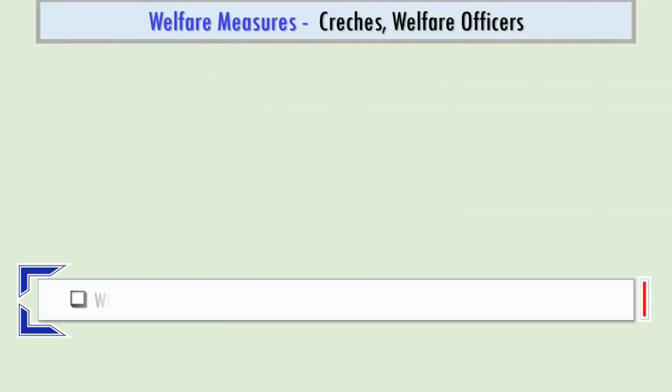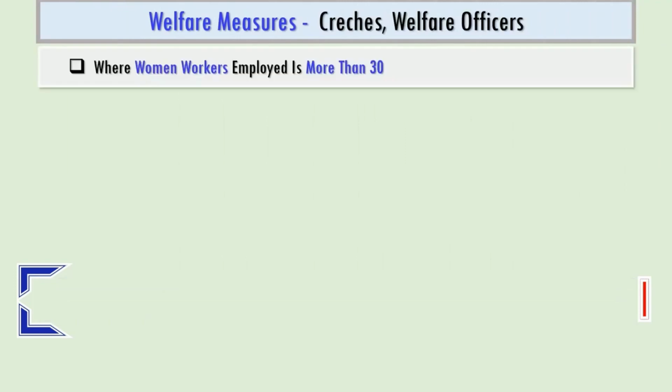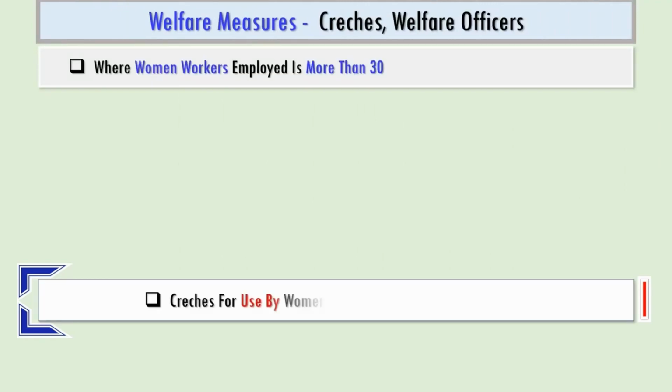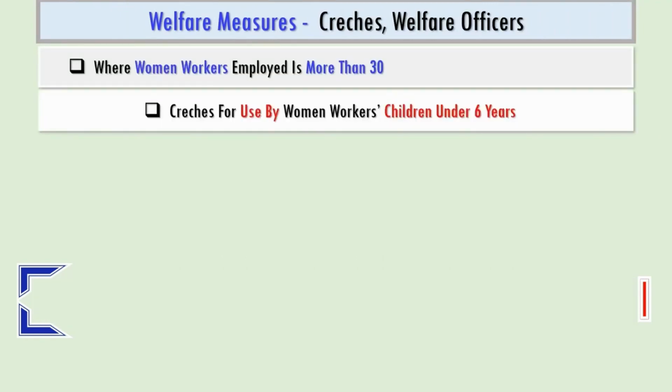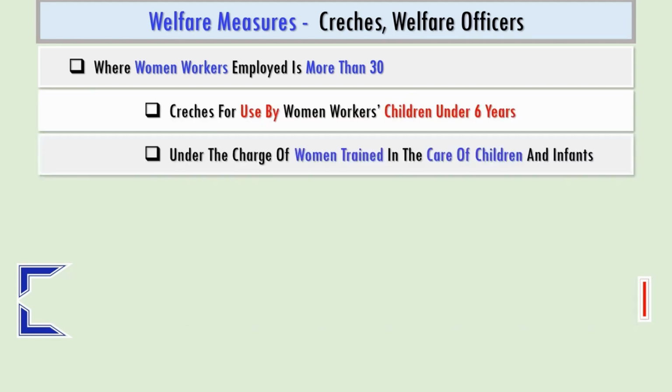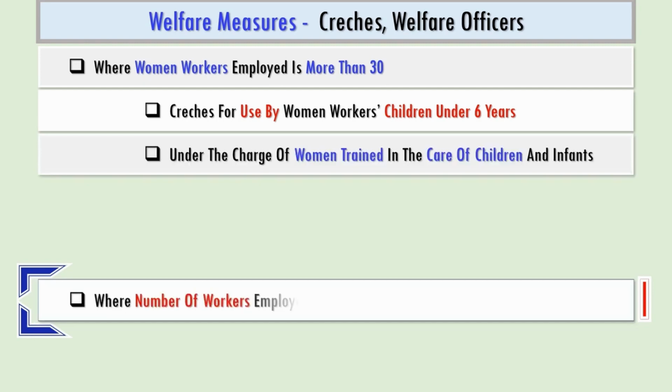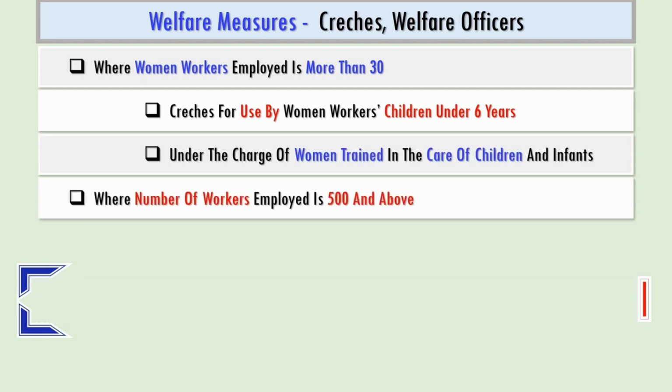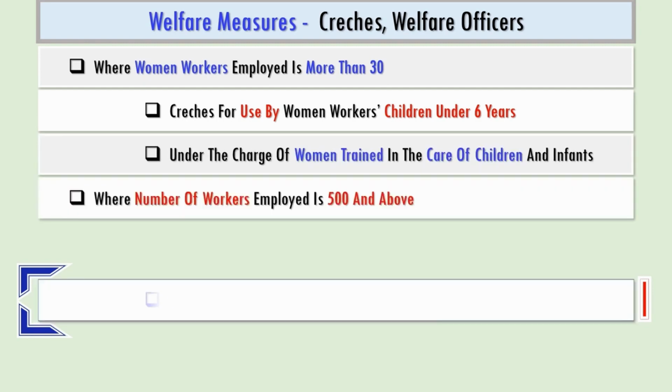Where women employees are more than 30, the company is required to maintain creches for workers' children under 6 years, under the care of trained women who can take care of children and infants. And where the number of workers employed is more than 500, it is required to have an adequate number of welfare officers as prescribed.